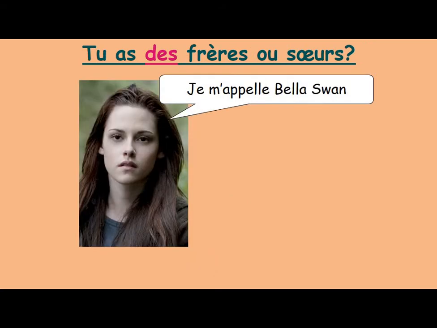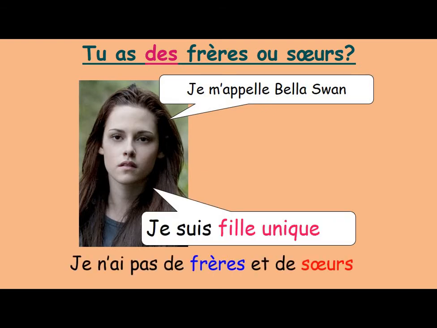Next. Je m'appelle Bella Swan. Now, she's from Twilight, I believe. Now, she is also an only child. Now, there are 2 ways that you can write that she is an only child. Remember, she's a girl. Write one of your answers now. Now it should look a little bit like this. Either je suis fille unique, I am an only child who's a girl, or je n'ai pas de frères de sœurs. I don't have any siblings, any brothers or sisters.